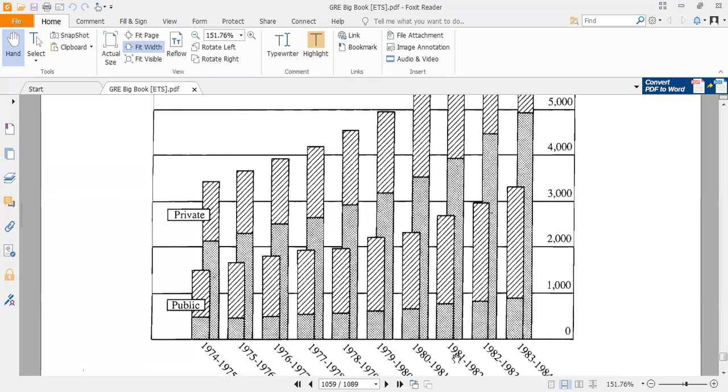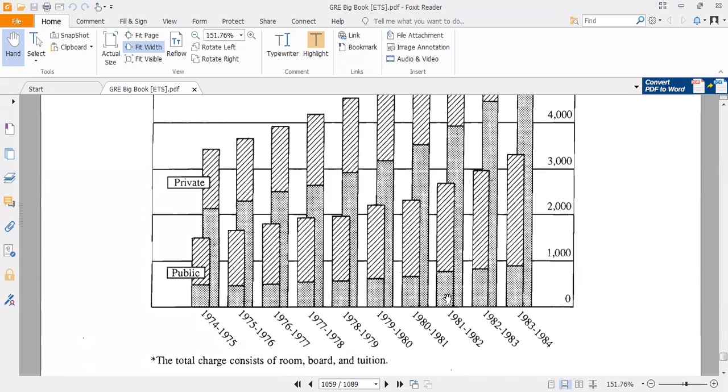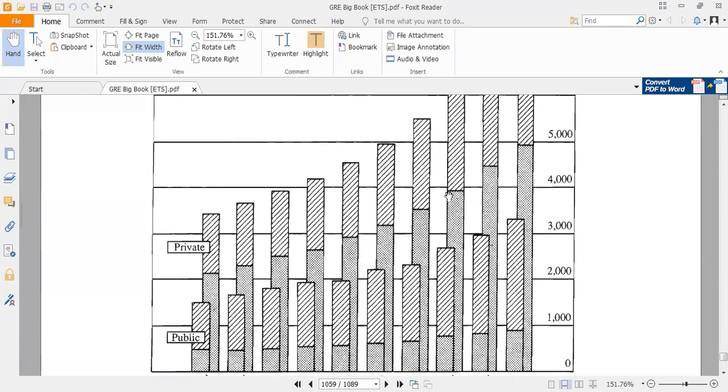Now look at year 1981 to 1982. Here, the charges for room and board for public college, it is about 2600 and 600, I guess. So the difference is almost 2000. So it should be this year, and in this year, the cost for the tuition fee for private college is about 3900 or near that, I guess.